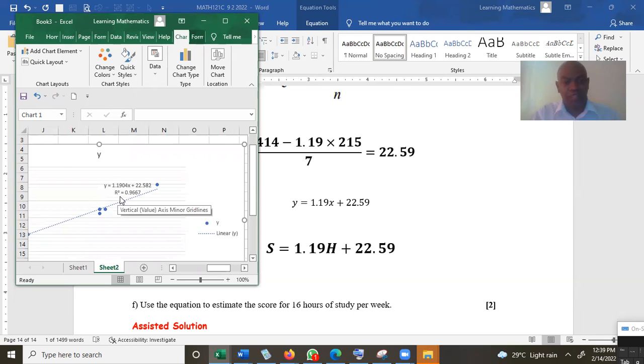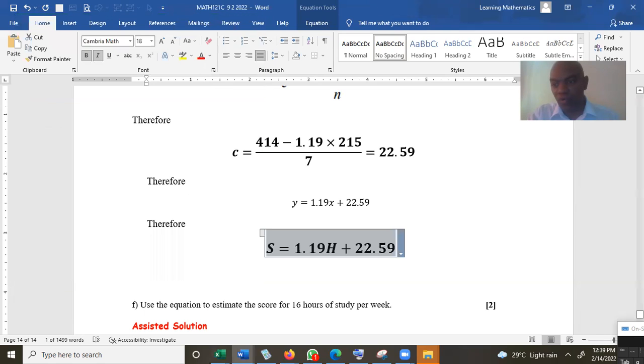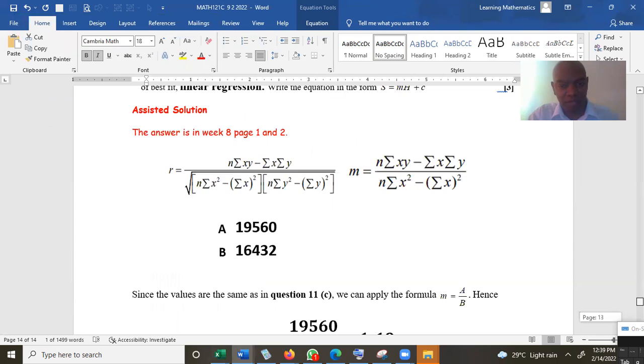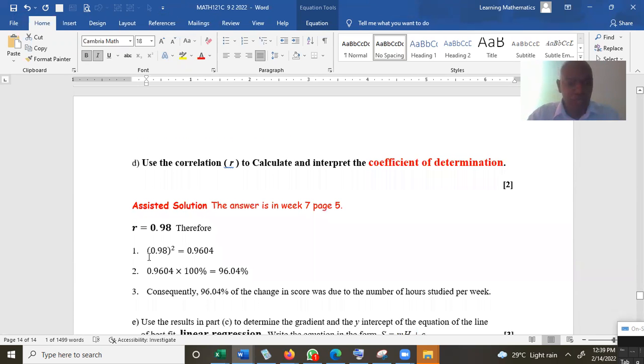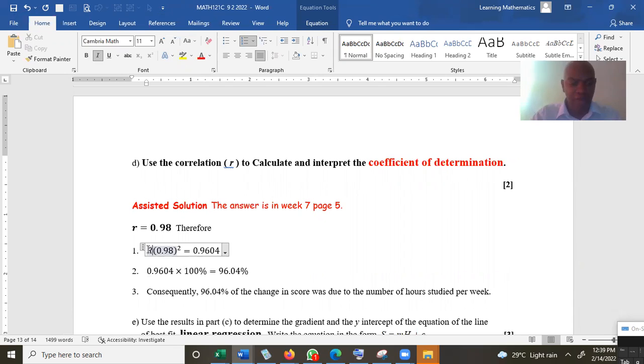R squared is the international symbol for coefficient of determination. Let me just make a note of that, it's very important. R squared. So here now we can see R squared. Capital R squared is equal to. Here is R squared in terms of decimal, and here is R squared in terms of a percentage.